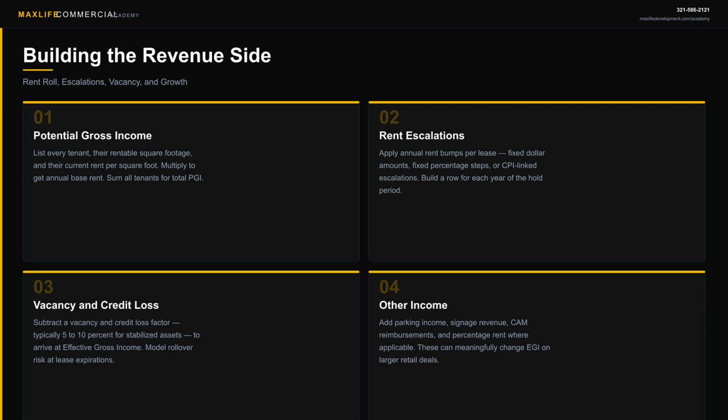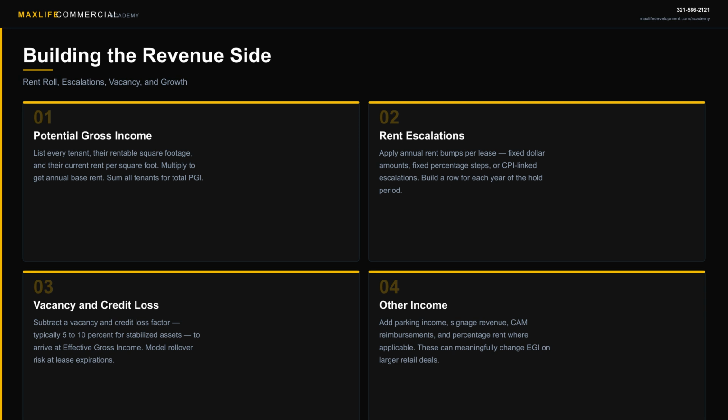Now let's build the revenue side of the model. Start your rent roll with a simple table. Tenant name in column A, rentable square feet in column B, rent per square foot in column C, and annual base rent, which is just B times C, in column D. Sum column D, and you have your potential gross income for year one.